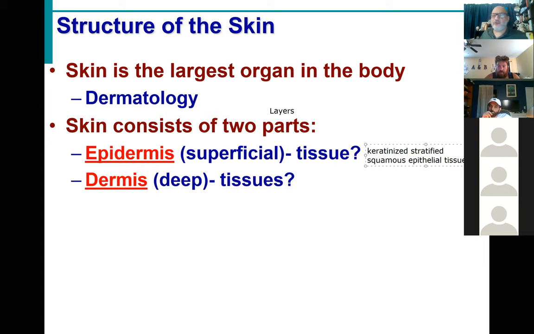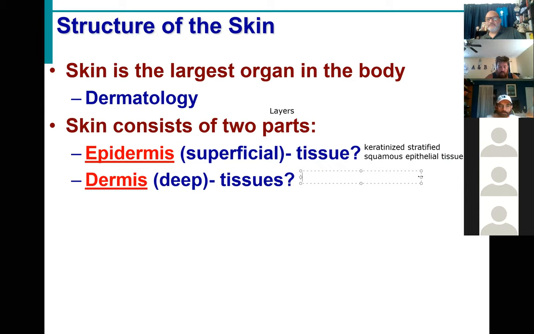These terms will eventually start rolling off your tongue super easily, but excellent. The keratinized stratified squamous epithelial tissue. Perfect. And what tissues, plural, comprise the dermis? Areolar connective tissue. And dense irregular connective tissue. Perfect. Excellent. And that's it.